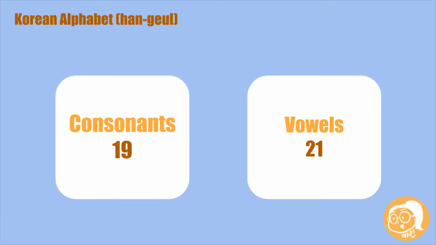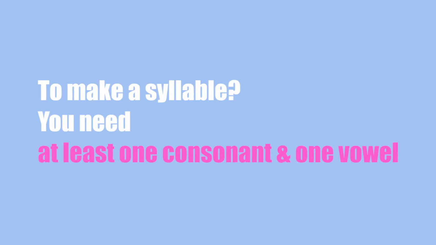There are 19 consonants and 21 vowels. We've learned consonants already, and we are going to learn Korean vowels today. If you want to make a syllable, you need at least one consonant and one vowel. So we need to know at least one consonant to make it easy to learn Korean vowels.